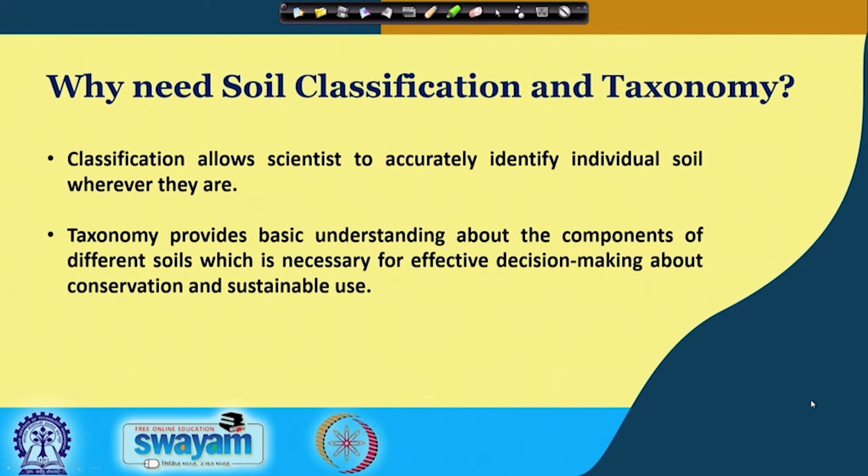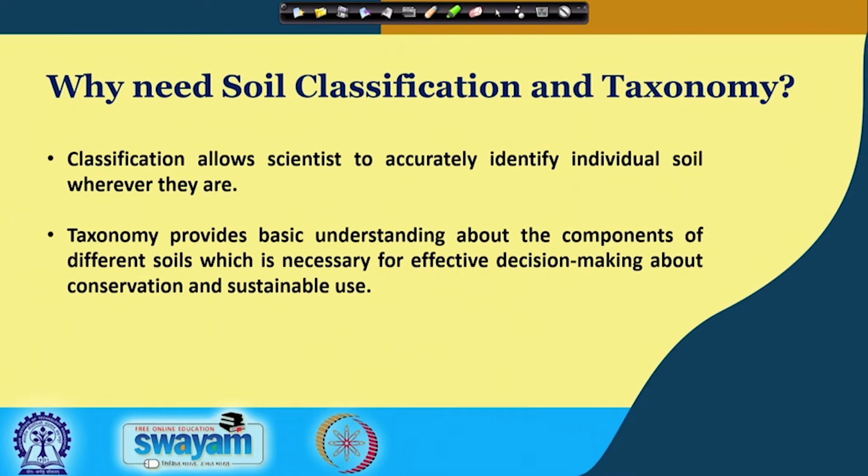So, it always comes to our mind why we need a soil classification and taxonomy. Well, you know that classification allows scientists to accurately identify individual soils wherever they are. And secondly, taxonomy provides basic understanding about the components of different soils, which is necessary for effective decision making about conservation and sustainable use.